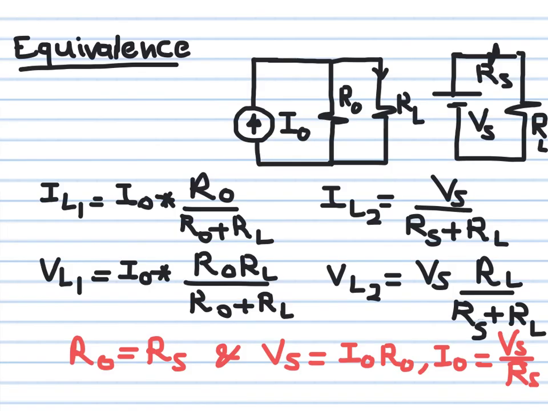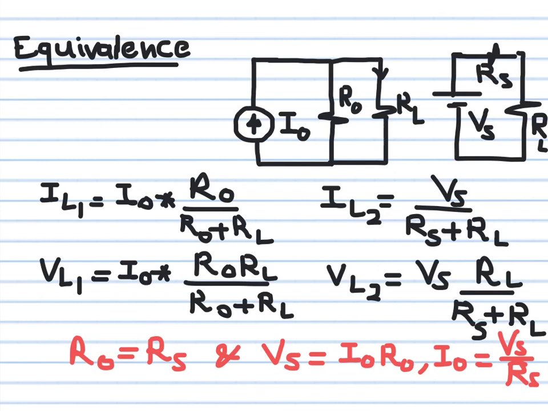Okay, so I decided to draw this figure to show you that indeed, from the point of view of a load, if you have a load RL, and this one is connected to a Norton type circuit, a current source in parallel with a resistance, and this one is connected to a Thevenin type circuit, a voltage source in series with a resistance. What I want to show you here is that these two situations will be identical if certain conditions apply to I naught, R naught, Vs, and Rs.